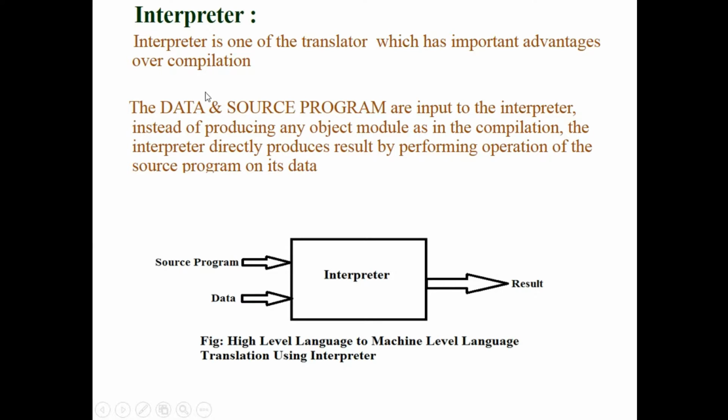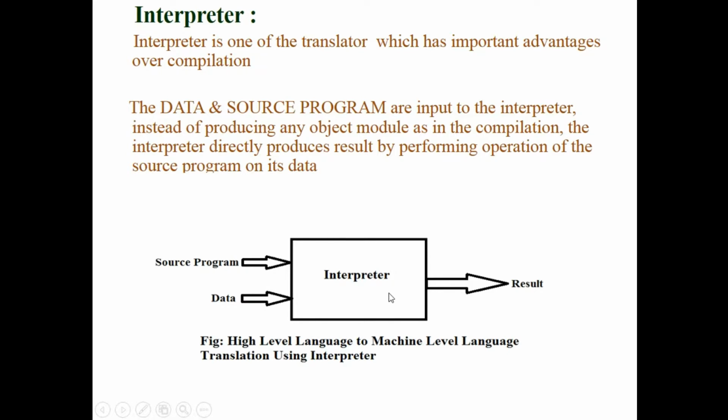Then what is an interpreter? The task of compiler and interpreter is to convert the high level language into the low level language. But what is the difference between compiler and interpreter? The interpreter is a translator which has a more important advantage over compilation. The data and source program are input to the interpreter instead of producing any object module as in compilation. The interpreter directly produces the result by performing the operations of the source program on its data.